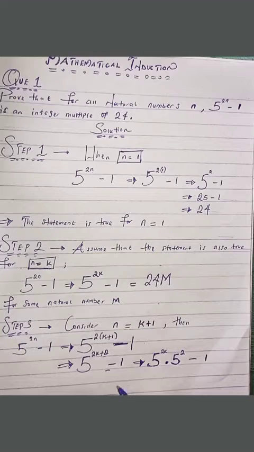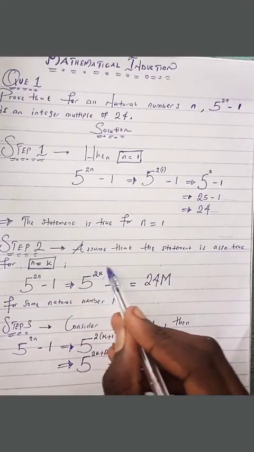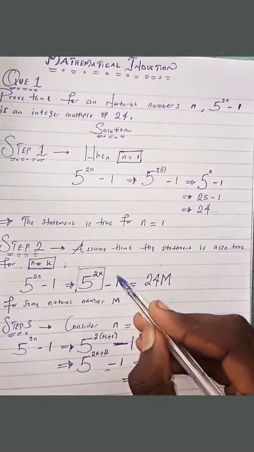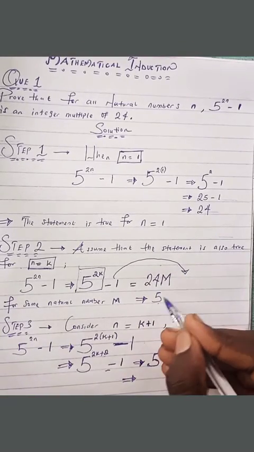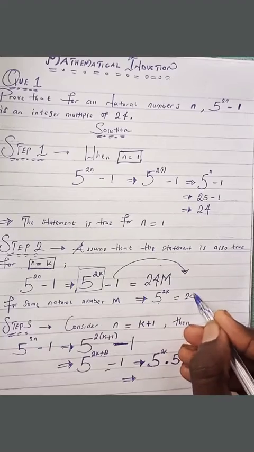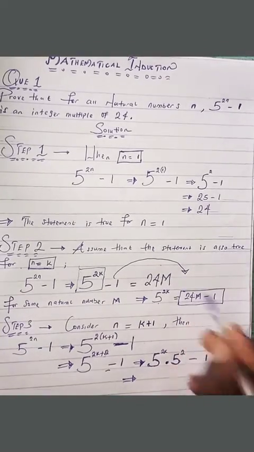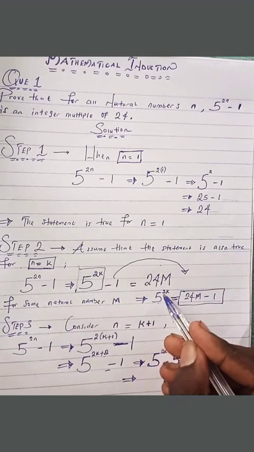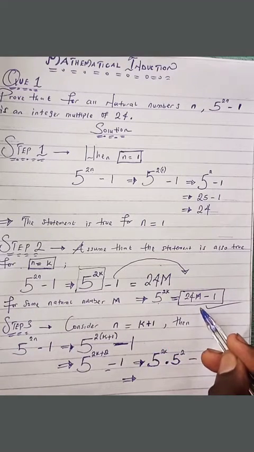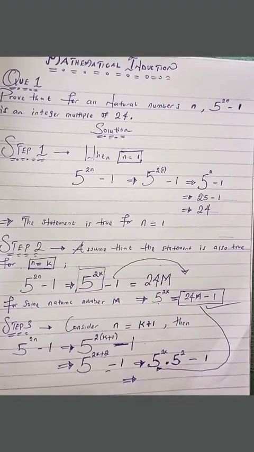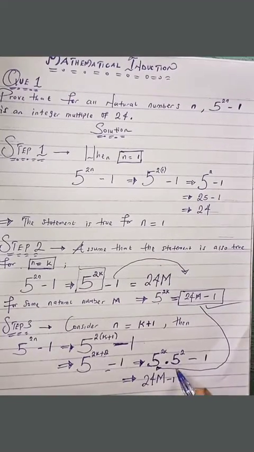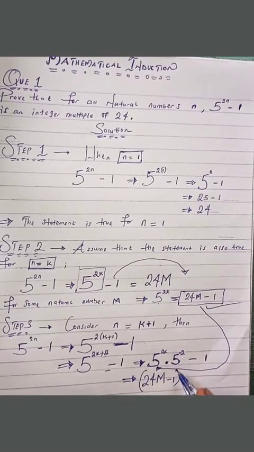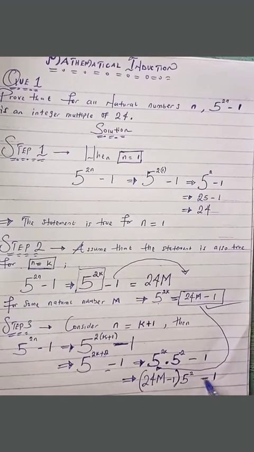But class, remember, I can easily remind you that 5 raised to the power of 2k can be gotten from here. If I make 5 raised to the power of 2k the subject of the formula, this goes to this side, and I have 5 raised to the power of 2k equals 24m plus 1. All I have to do now is substitute this value for 5 raised to the power of 2k. So I have 24m plus 1, multiplying 5 raised to the power of 2, minus 1. So what am I going to do from here?